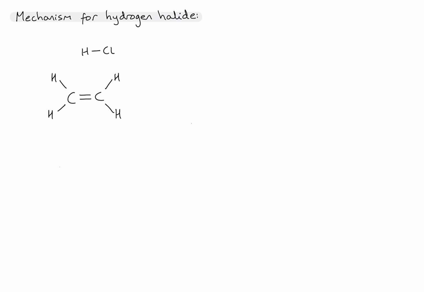So let's have a look at the mechanism for this electrophilic addition reaction. To start with, in our example, we're going to look at ethene, which is my alkene, and we've got a molecule of hydrogen chloride above it. The first thing to note in most mechanisms is that we want to see if we can identify anywhere where there might be some kind of negative or partially negative charge, and also somewhere where there is a positive or partially positive charge.